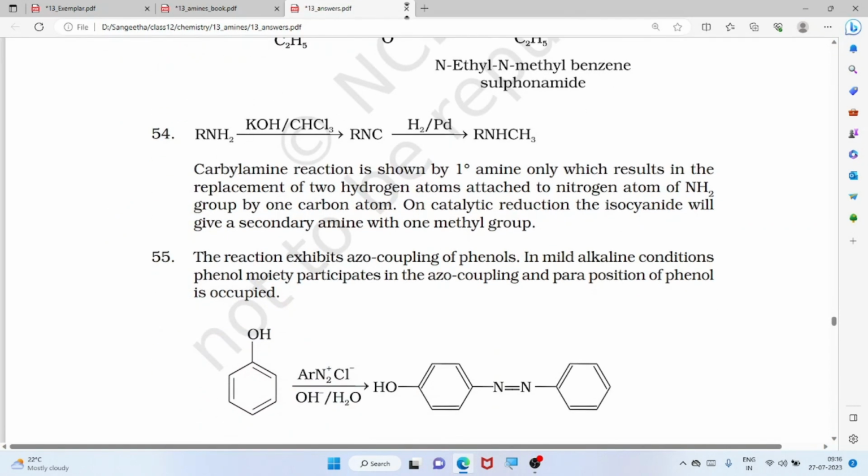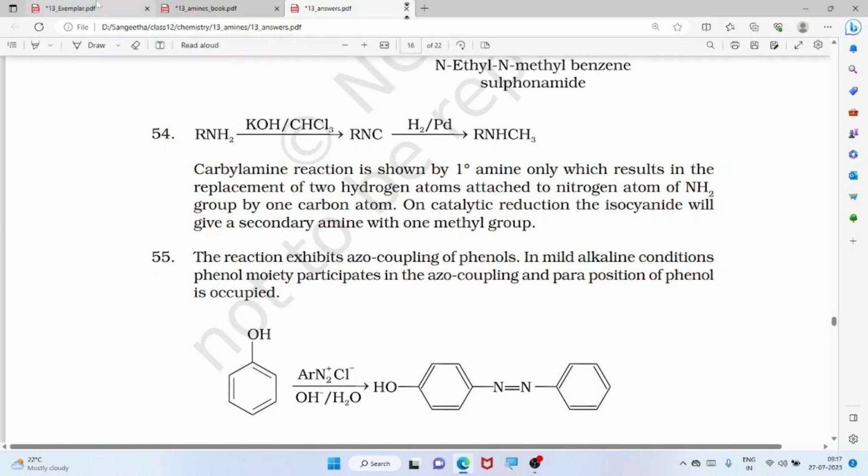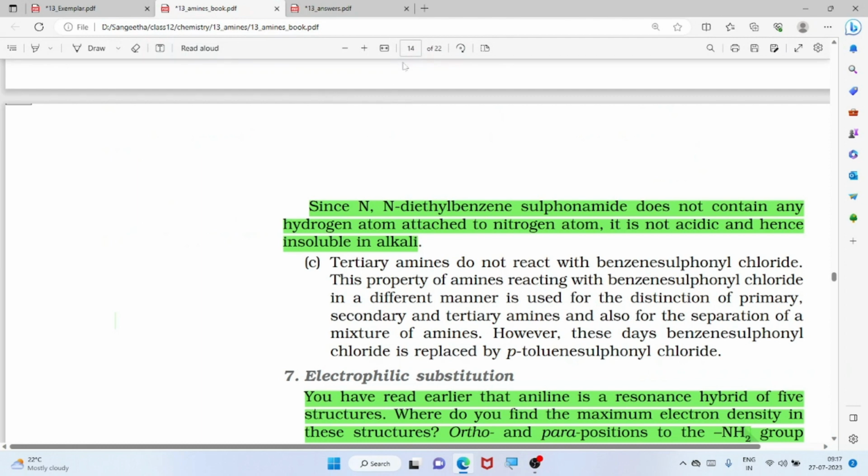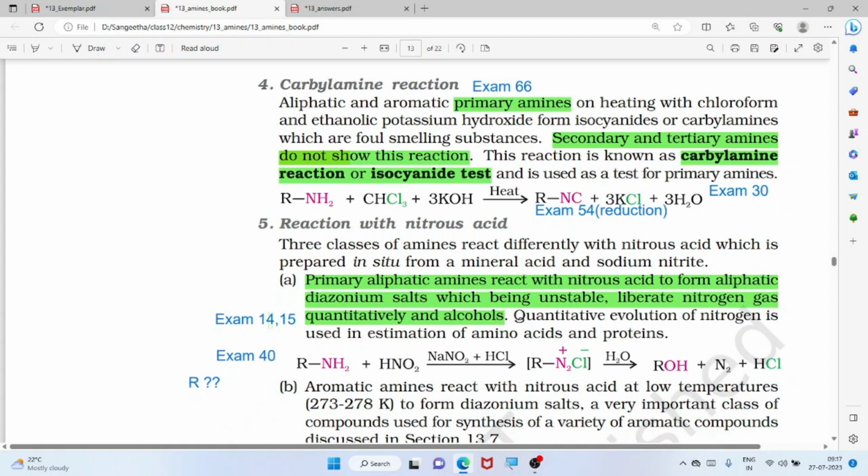Okay, this carbylamine reaction is used for the primary amine only, which results in the replacement of the two hydrogen atoms attached to the nitrogen atom of the NH2 group by one carbon atom. On catalytic reduction, the isocyanide will give the secondary amine. This is carbylamine coming from here. They are doing reduction to get the secondary amine.